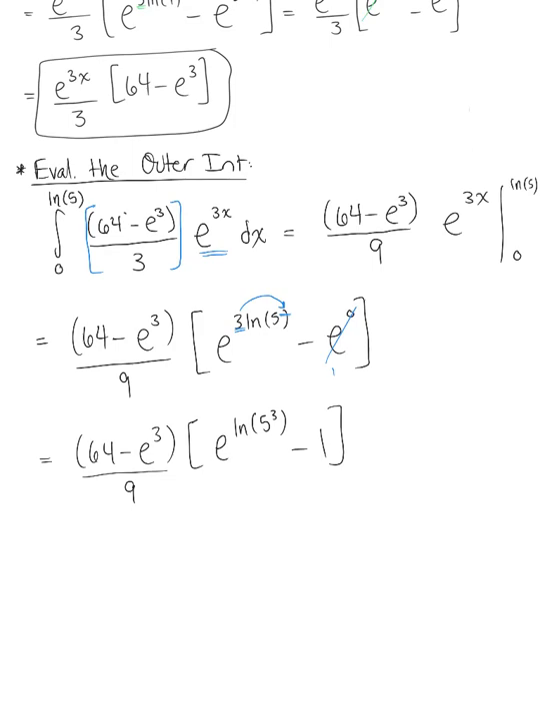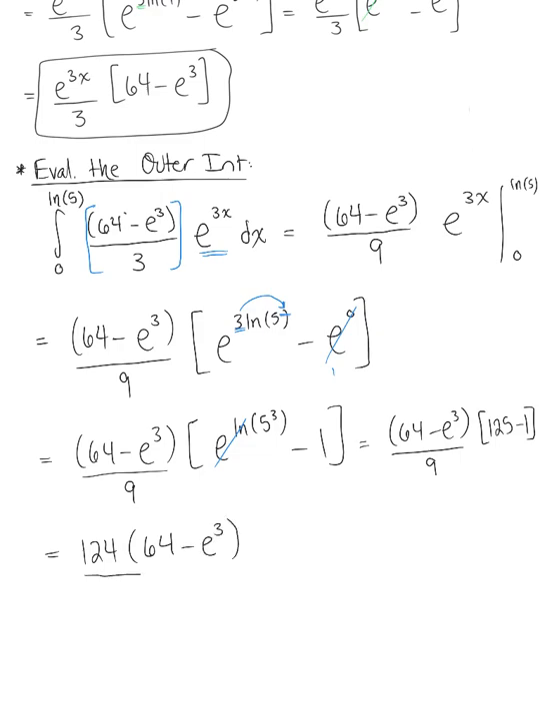So now the natural exponential and natural logarithm undo the effects of each other, leaving us with 64 minus e^3, divided by 9, multiplied by 125 minus 1. And so this becomes 124 multiplied by 64 minus e^3, divided by 9. And that is our beautiful final answer.